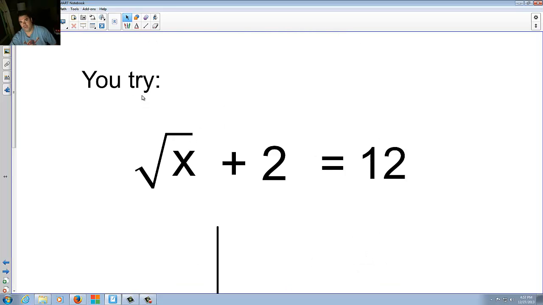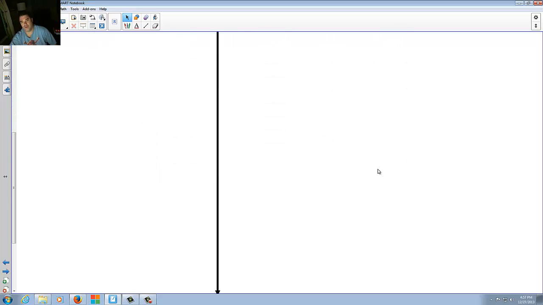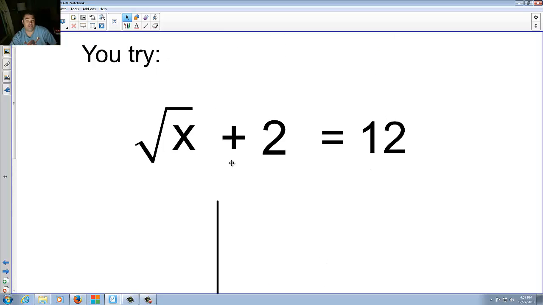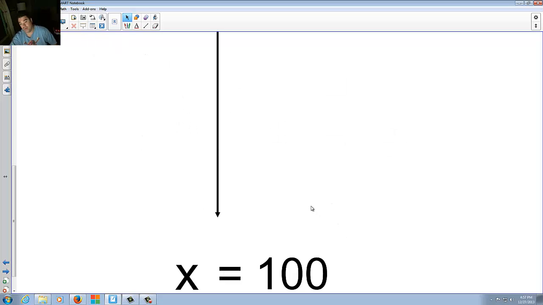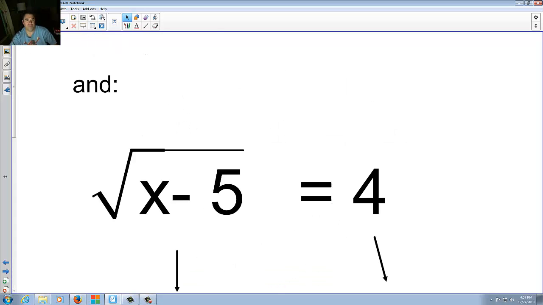You try, go ahead. Let's see how you did. Instead of plus 2, we're going to minus 2 here, so you start off with that. Oh, I guess I have to tell you. Minus 2 is going to be square root of x equals 10. Square both sides, and 10 squared does indeed equal 100.